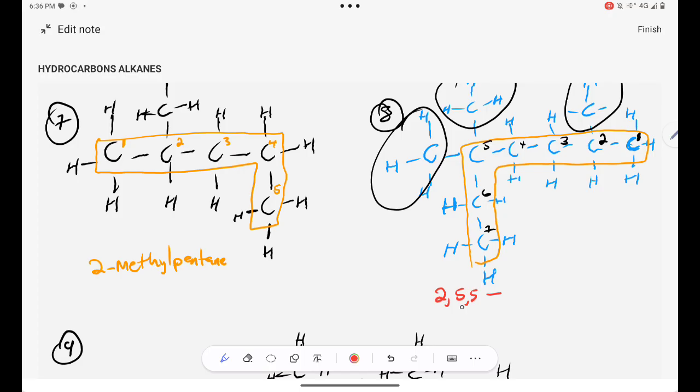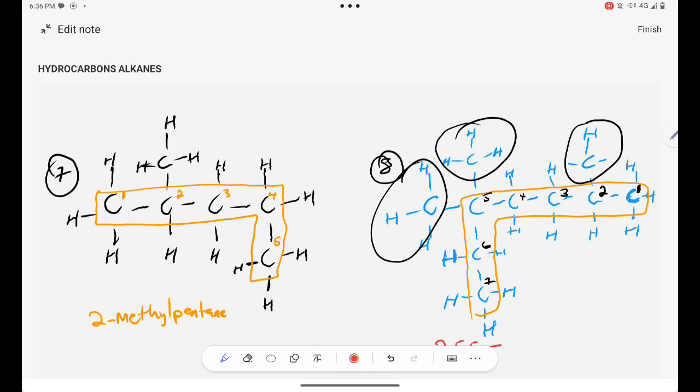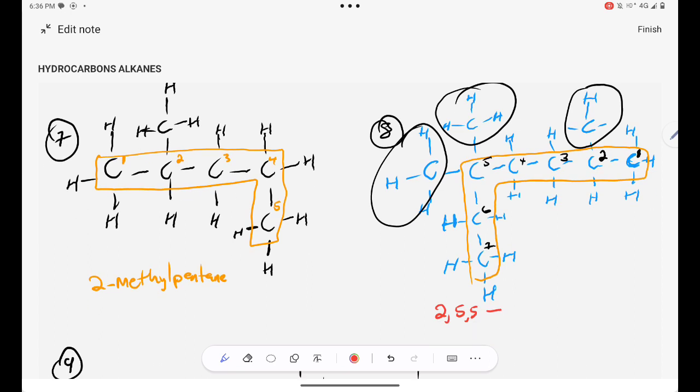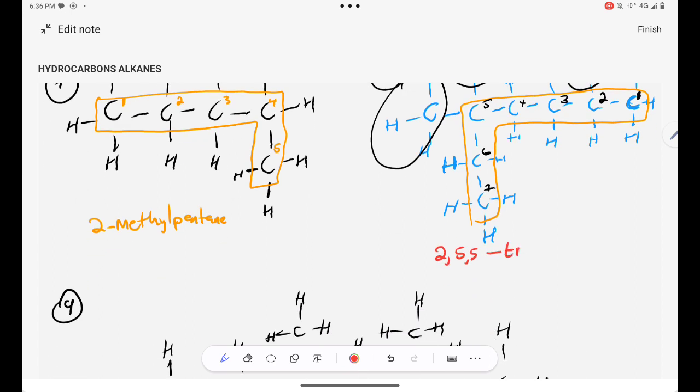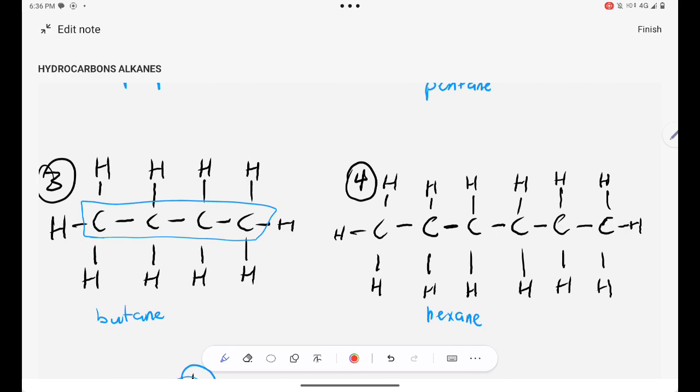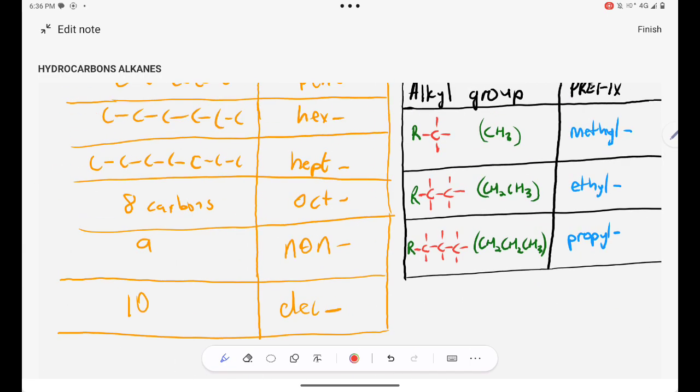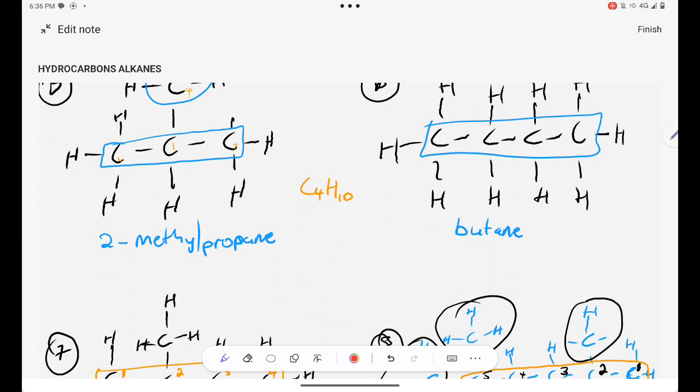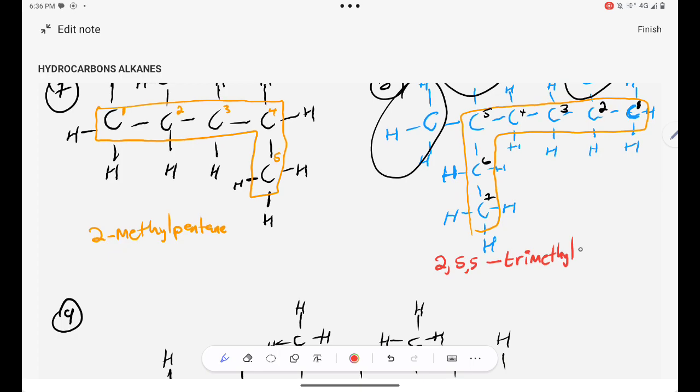and since guys I have 2 side chains on the same carbon, I will write the position twice. Are you together? Hence I've written 2,5,5. And the number of side chains, I have 3 side chains, so this will be trimethyl. How many carbons do I have? I have 7 carbons. Remember that whenever I have 7 carbons, my prefix has to be hept. That's trimethylheptane.